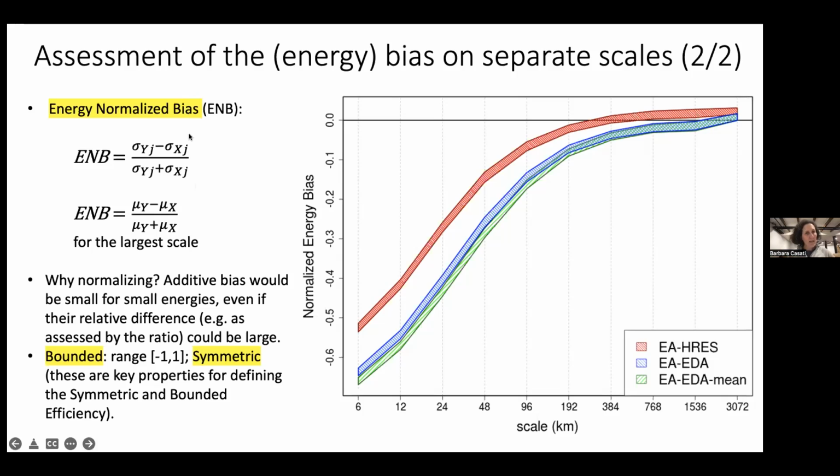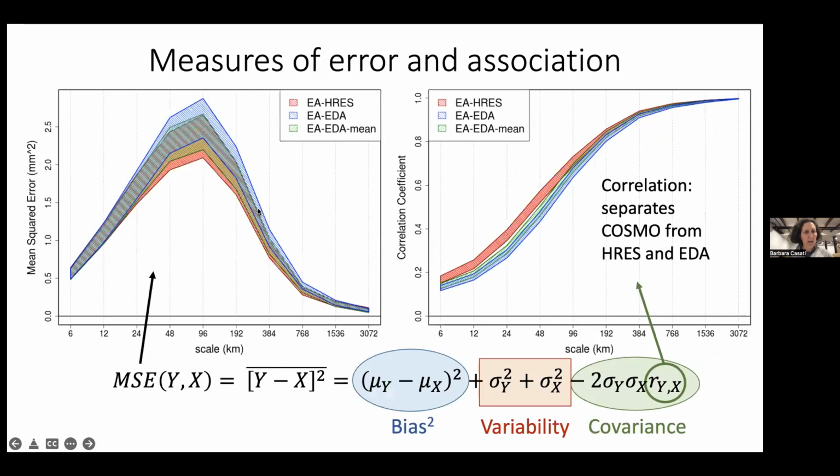And one nice thing about the energy normalized bias is that it's bounded. It ranges between -1 and 1, and it's symmetric. So if I swap forecast and observations, its absolute value doesn't change. Instead, for example, for the ratio, it changes. And these are two very important properties for later defining the symmetric and bounded efficiency.